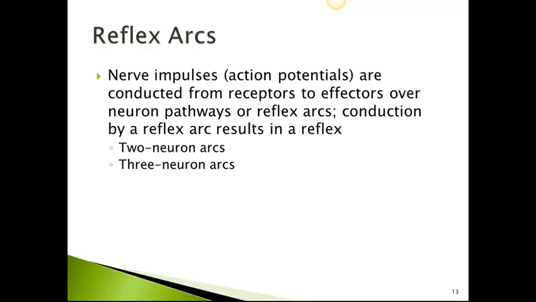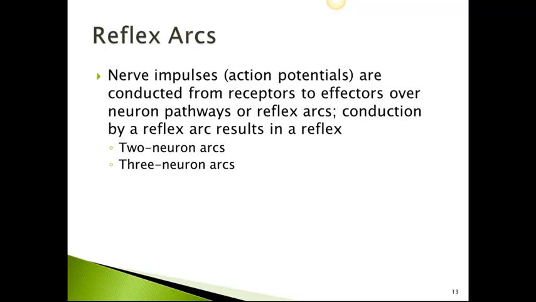Reflex arcs. Nervous impulses or action potentials are conducted from receptors to effectors over neuron pathways, or reflex arcs. Conduction by a reflex arc results in a reflex. A reflex arc is the simplest type of neuron pathway in the body. There are generally two types of reflex arcs.